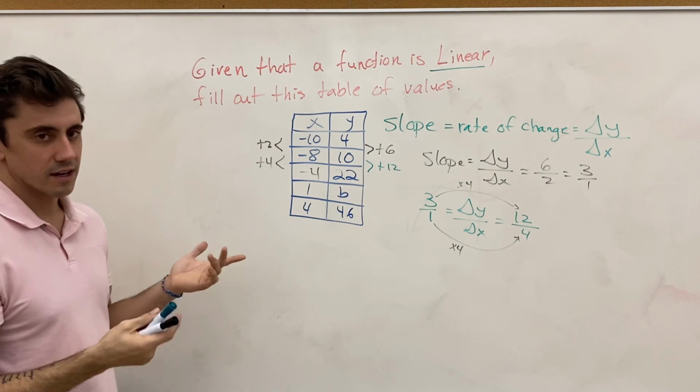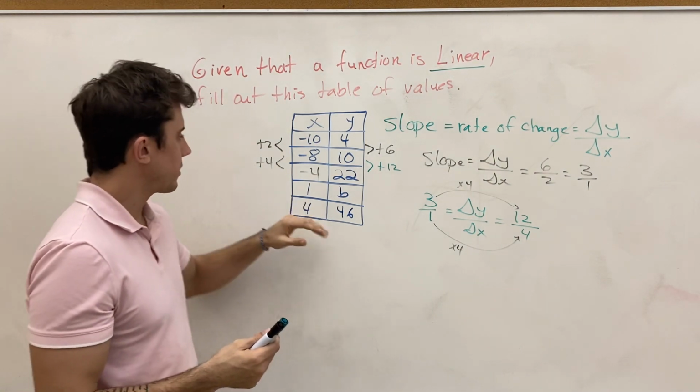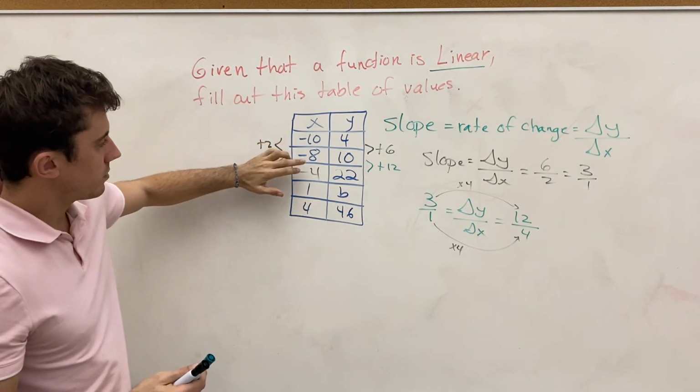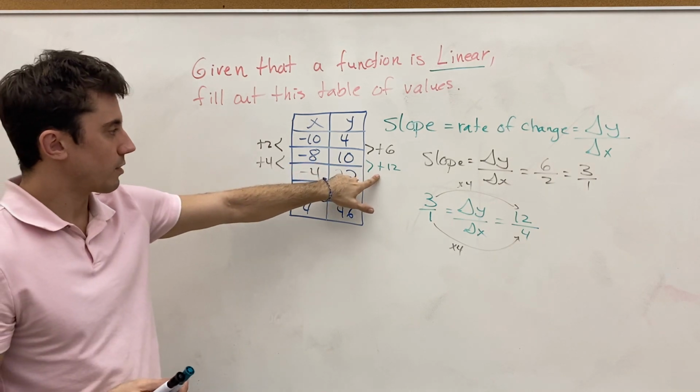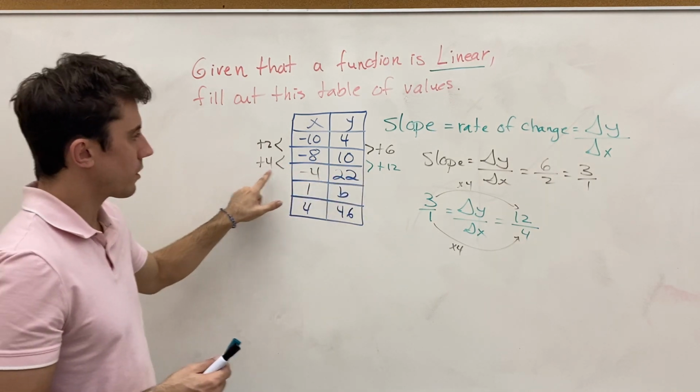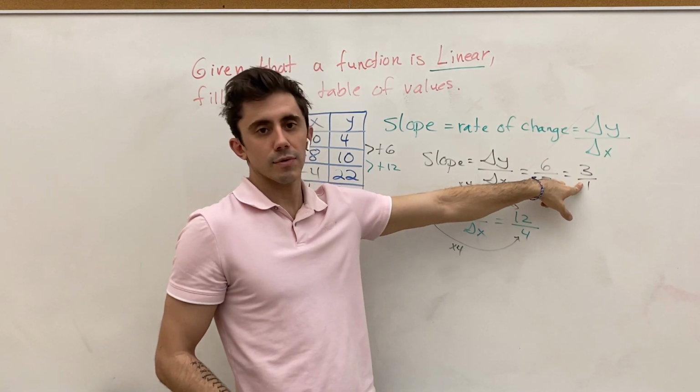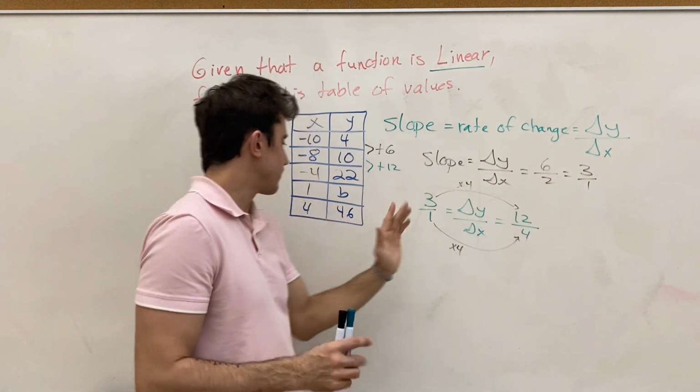Does that stay consistent with what we've found so far? That means x going up by 4 results in y going up by 12, and 12 divided by 4 is, again, a slope of 3. So, good to go so far.